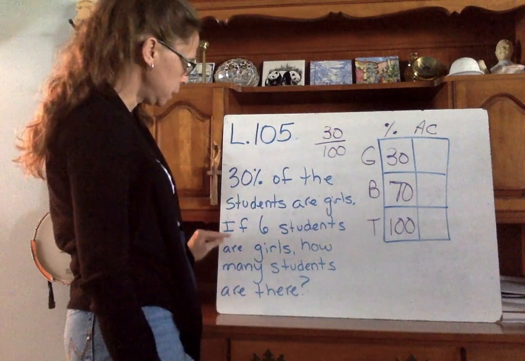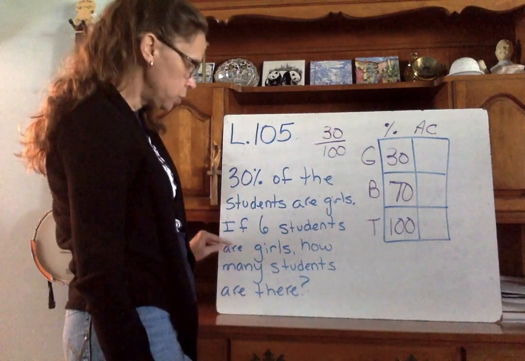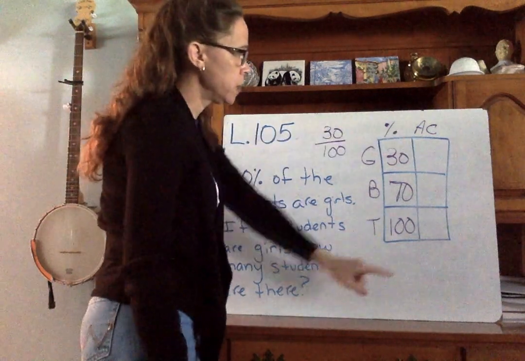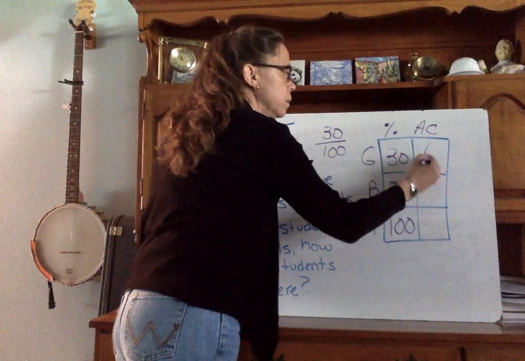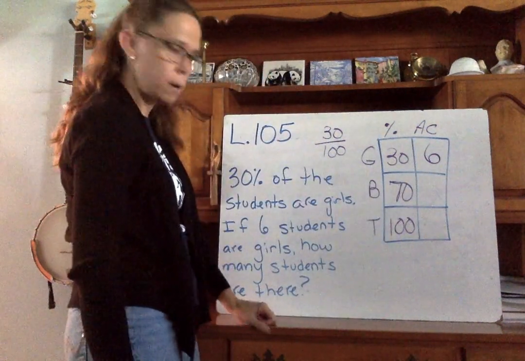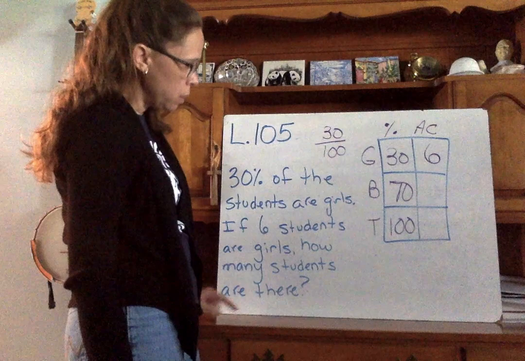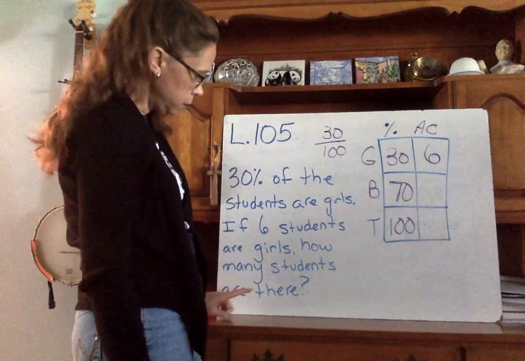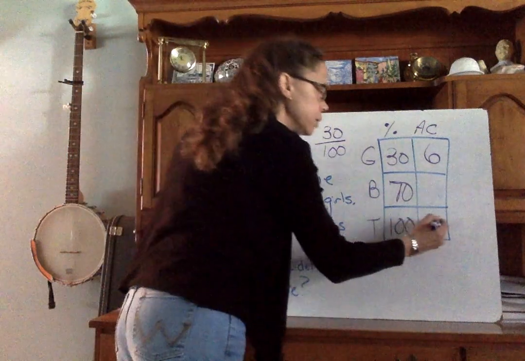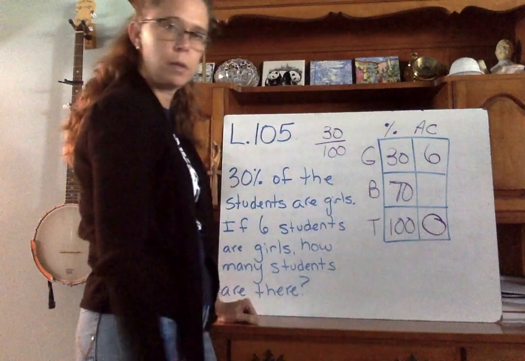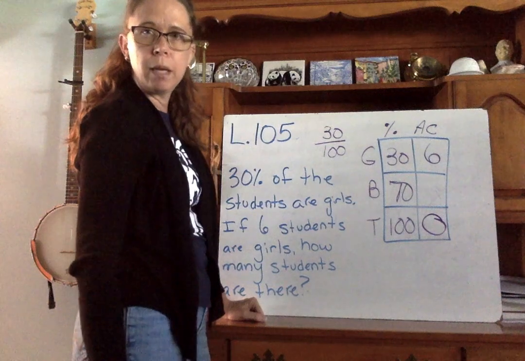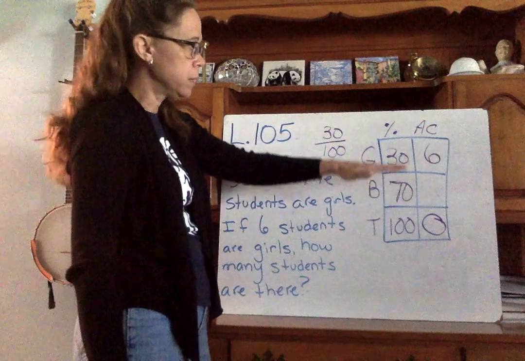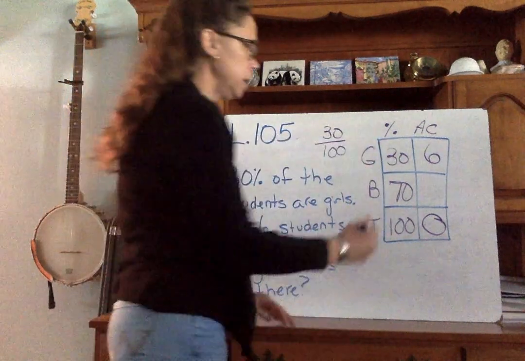Okay, so let's go to the next sentence. If 6 students are girls, 6 are girls. So in my actual count, the 6 goes with the girls. Okay, how many students are there? Are they asking us how many boys there are or how many total students there are? Well, this says how many students, so they are asking us for the total. Now, I'm going to keep the row with the thing I'm looking for, and I'm going to keep the other row that's complete. So that means I can get rid of this row.